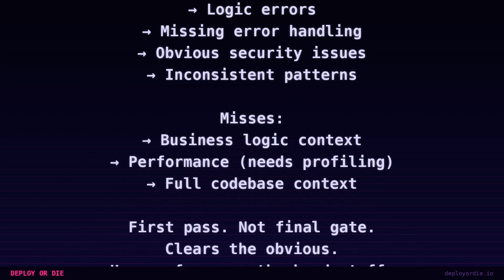What it catches well: logic errors, missing error handling, obvious security issues, inconsistent patterns across the diff. What it misses: business logic context it doesn't have, performance issues that require profiling, anything that requires understanding the full code base beyond the diff. Use it as a first pass, not a final gate. It eliminates the obvious stuff so human reviewers can focus on the hard stuff.